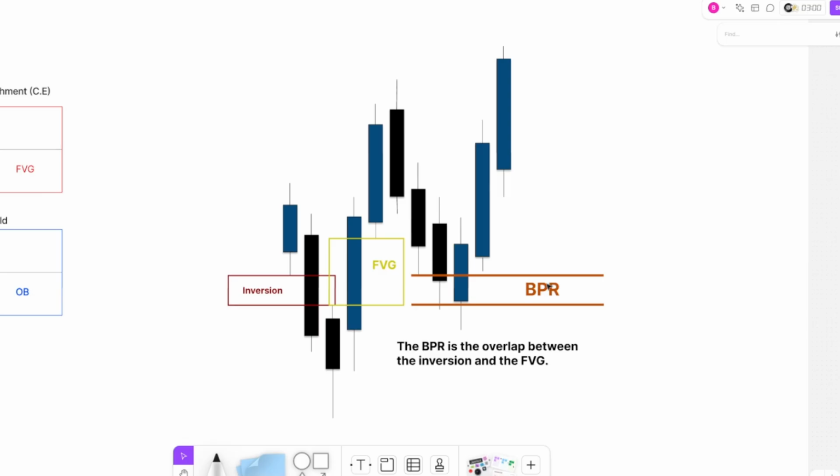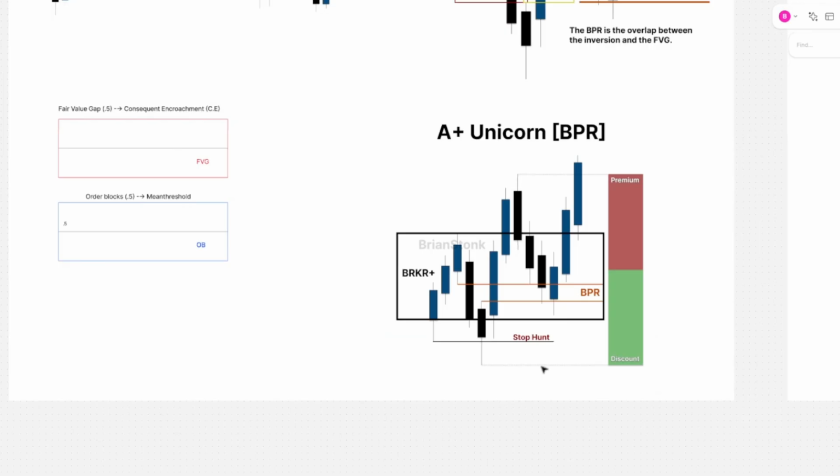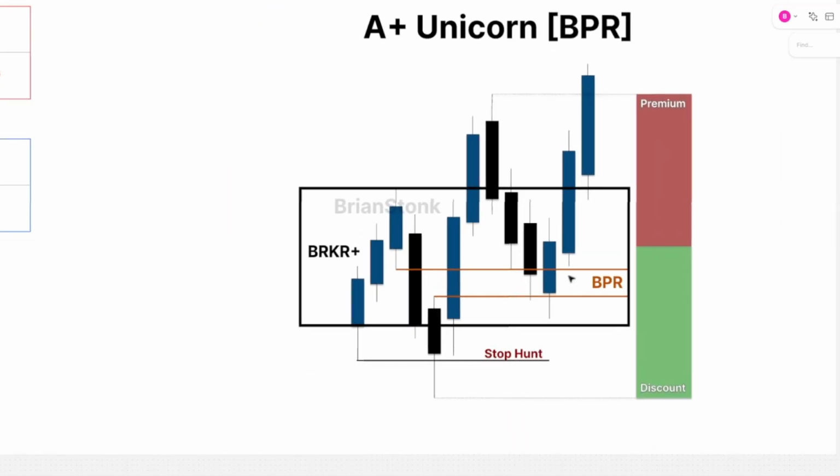The overlapping between these two is that BPR, and you can see how price returns. Like it did wick down a little bit, but closed within. That's a very powerful PD array for BPR. If you line it up with the breaker here, with the same format with the BPR, the breaker, the stop hunt here, you have a very strong setup here.